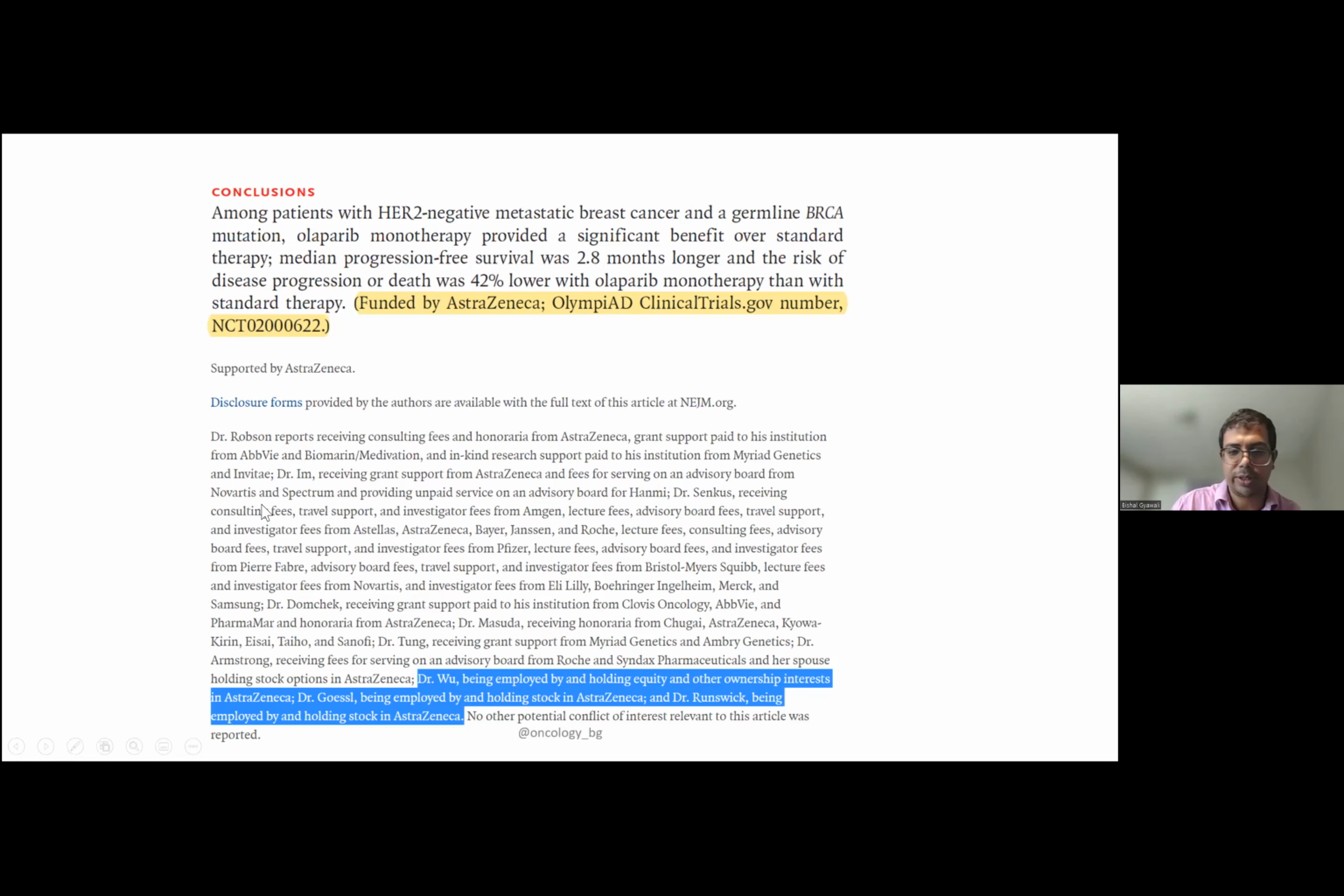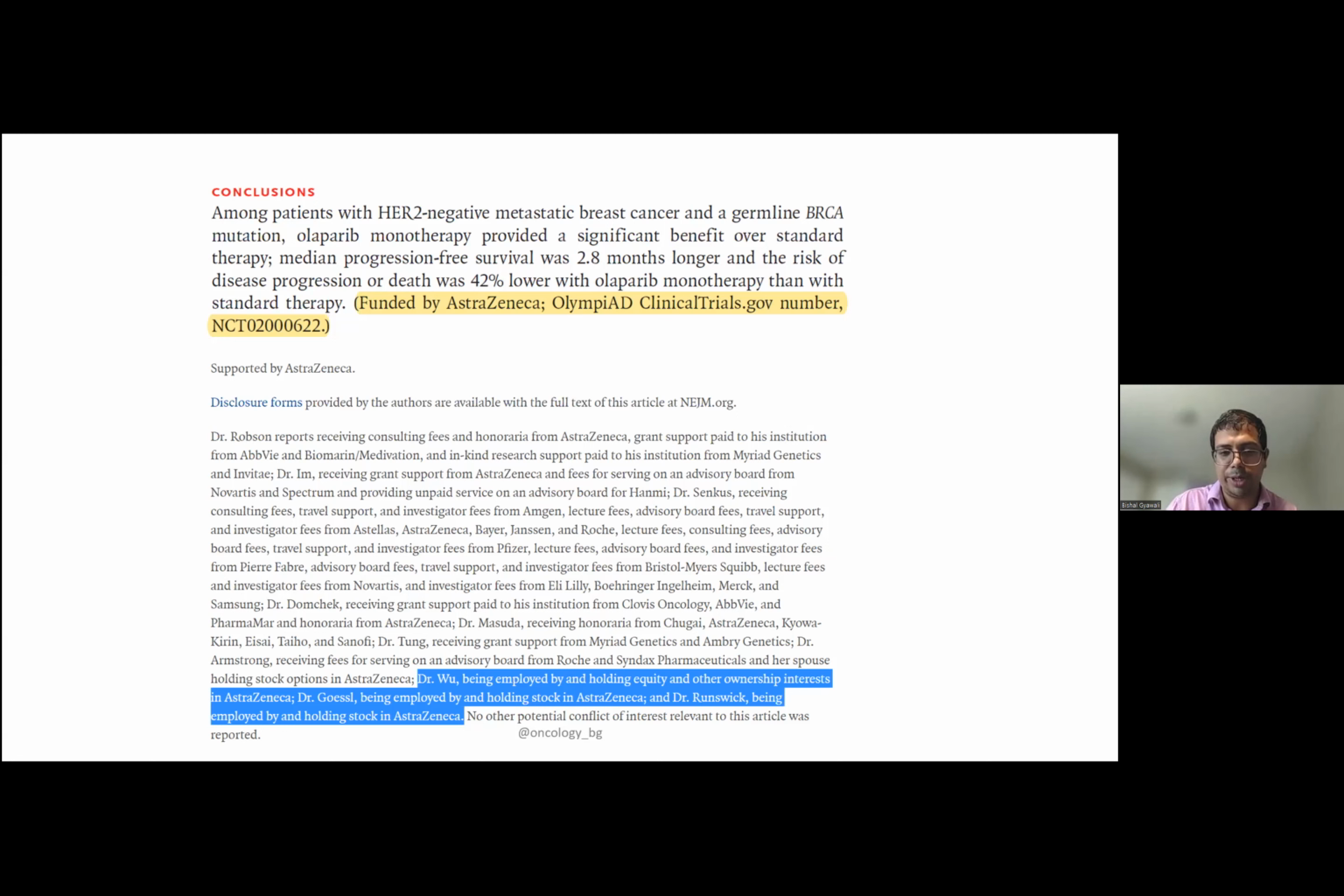But if you look at this conflict of interest disclosure, you'll see that everyone has received financial payments from the exact same company, AstraZeneca, whose drug is being discussed here. This should give us some pause. This does not necessarily mean that there is something bad going on, but this is a big red flag sign, and we should be very careful not to take things at their face value.